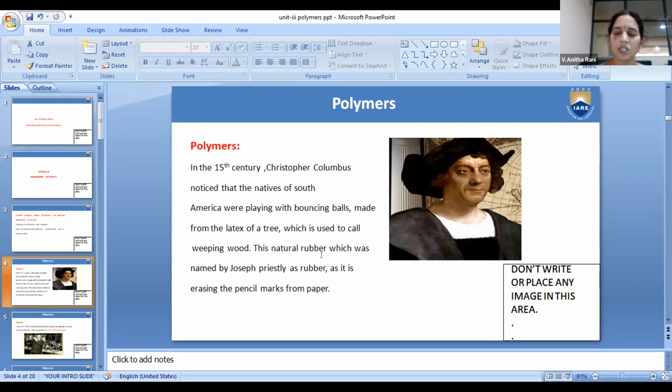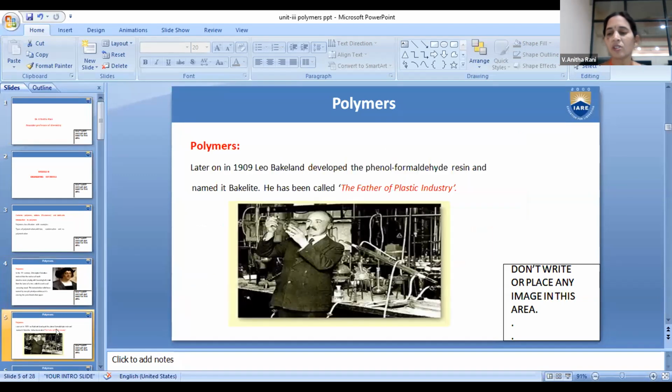The one who named it natural rubber was Joseph Priestley. The scientist Joseph Priestley gave it the name rubber. Why did he name it rubber? Because it erases pencil marks from paper. So Joseph Priestley gave the name natural rubber. This means that from the 15th century itself, scientists noticed polymers.